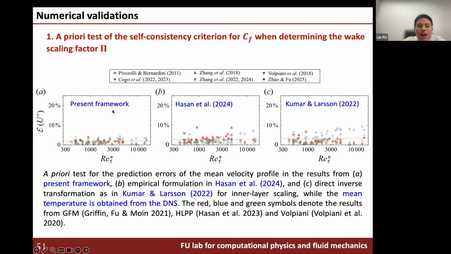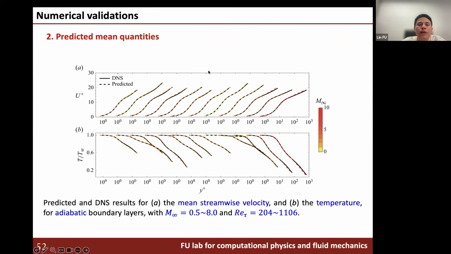You can see that the present framework can restrict the error to about 6%, which is significantly lower than Hasan and Larsson's method to predict the mean profile. If we do posterior analysis, this is for an adiabatic boundary layer with Mach number from 0.5 to 8.